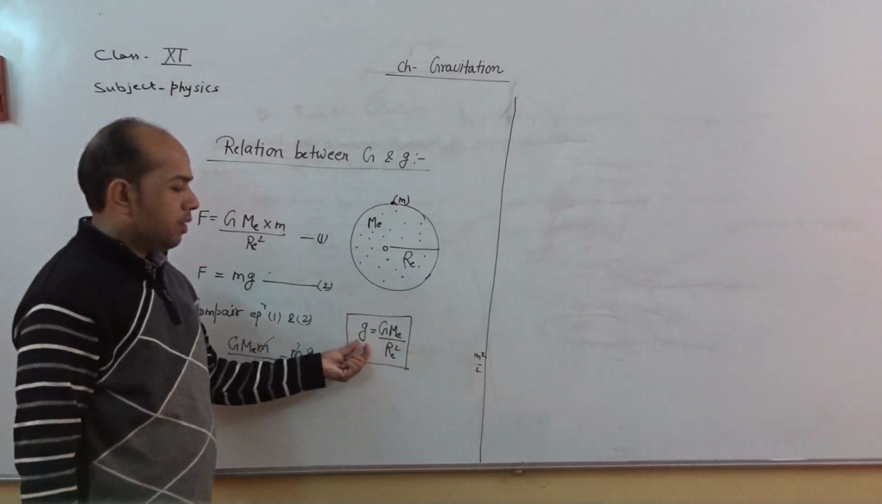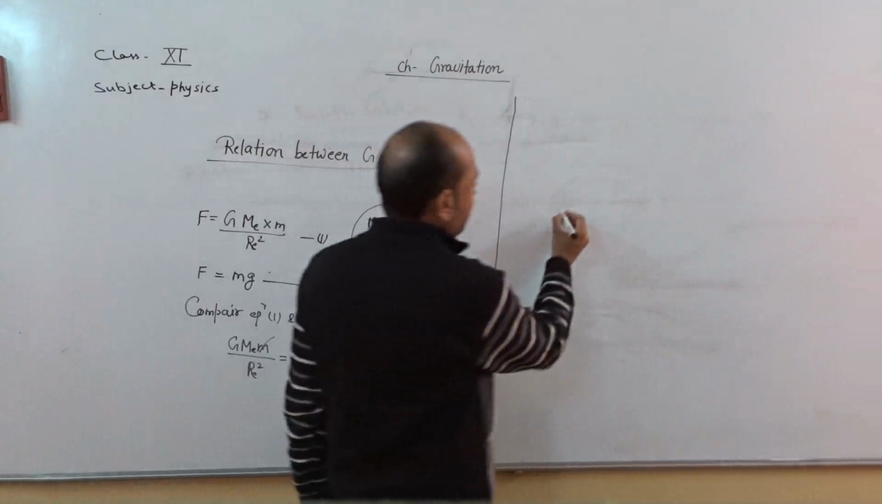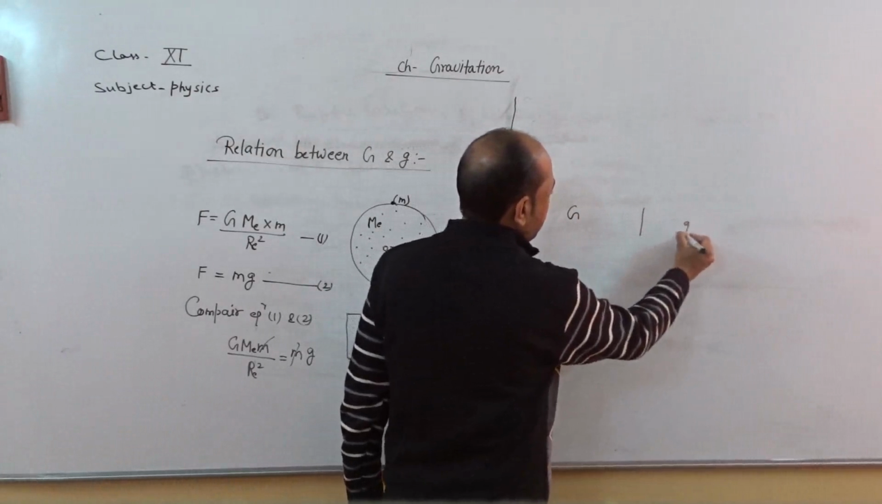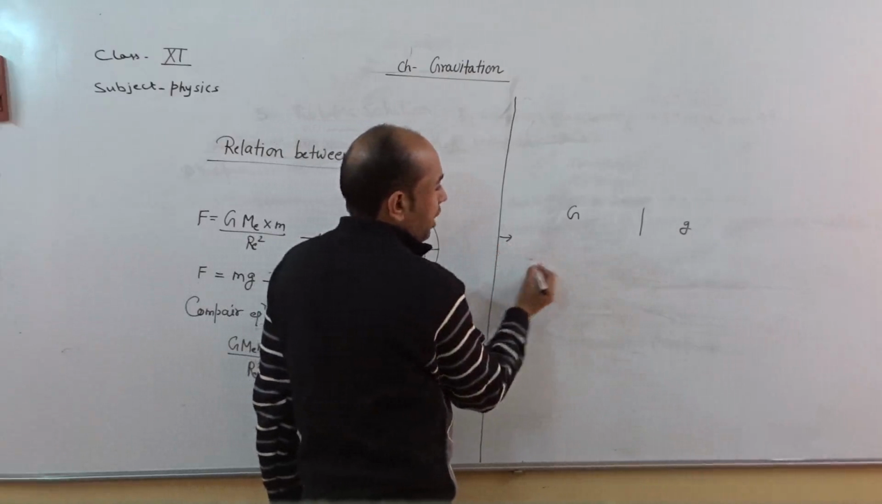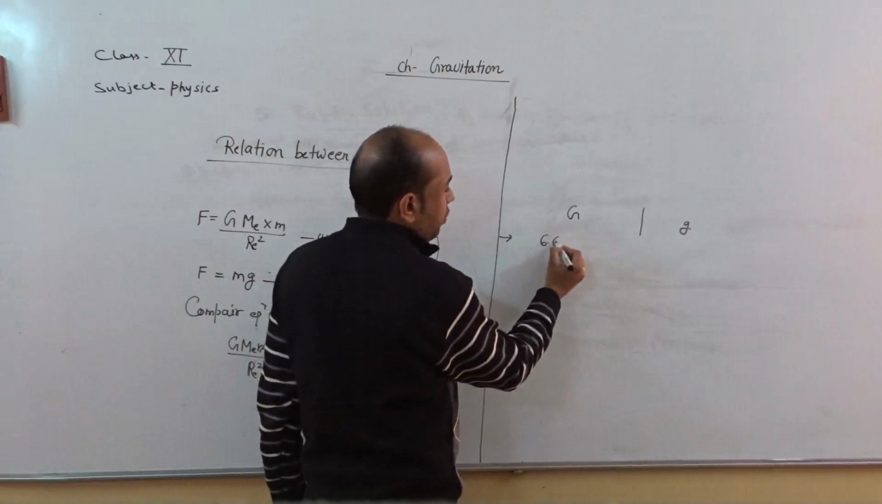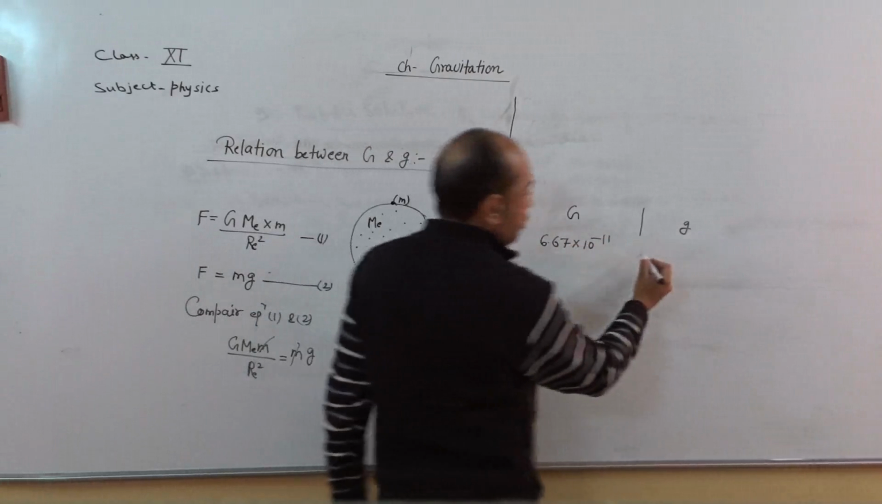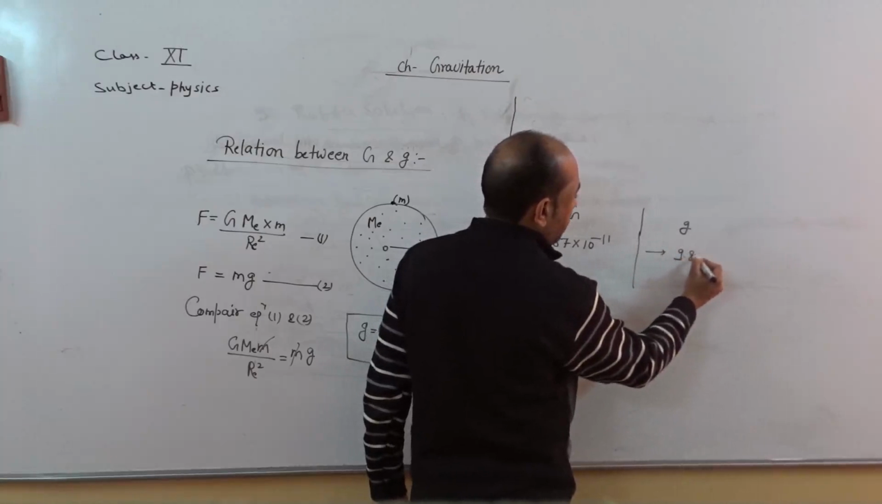So this is the relation between small g and capital G. Now we see what is the difference between capital G and small g. The first difference we already know is in numerical value. Its numerical value is 6.67 × 10^-11, while small g has a standard value of 9.8 meter per second squared.